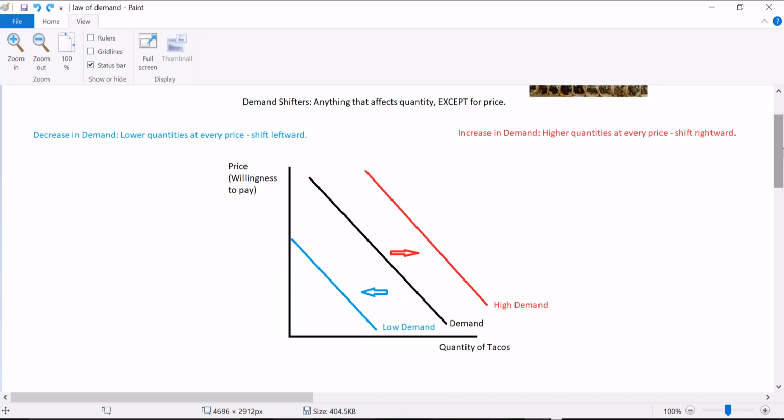So one last quick plug here before we move forward to the actual shifters. If the price moves, I will shift along my current demand curve, and demand will not change, but the quantity demanded will. If the demand moves, I have to draw an entirely new curve representing an entirely new relationship between quantity and price. So let's talk about how that can happen.